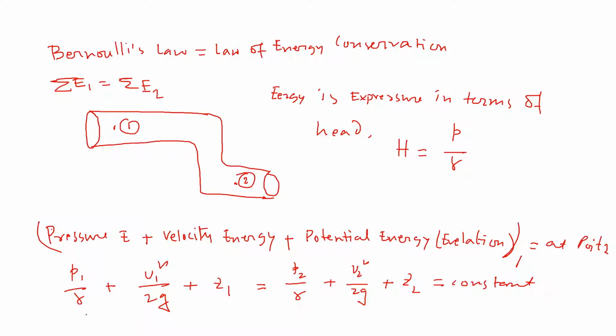Now, if at point 1 we have a pump that is giving some energy to the fluid, then we can add the pump head. If we have a motor or cylinder that is taking some power, then we can subtract the motor head or cylinder head. And if we have some loss between point 1 and 2, then we can also subtract that loss. So this is Bernoulli's law, or Bernoulli's equation.